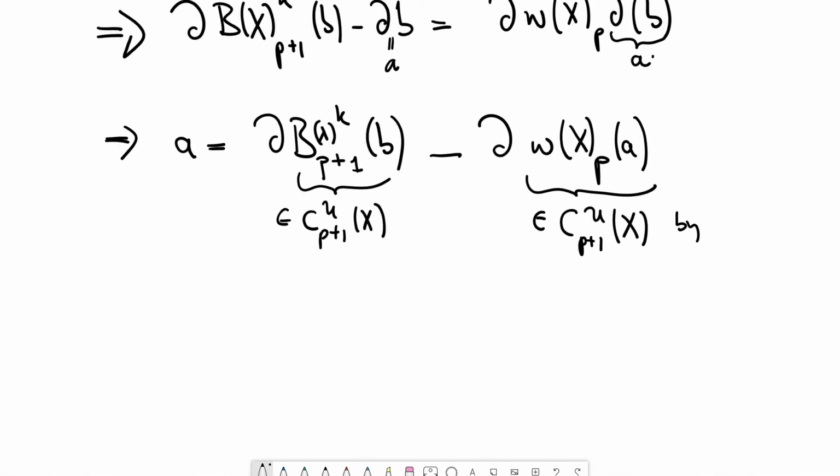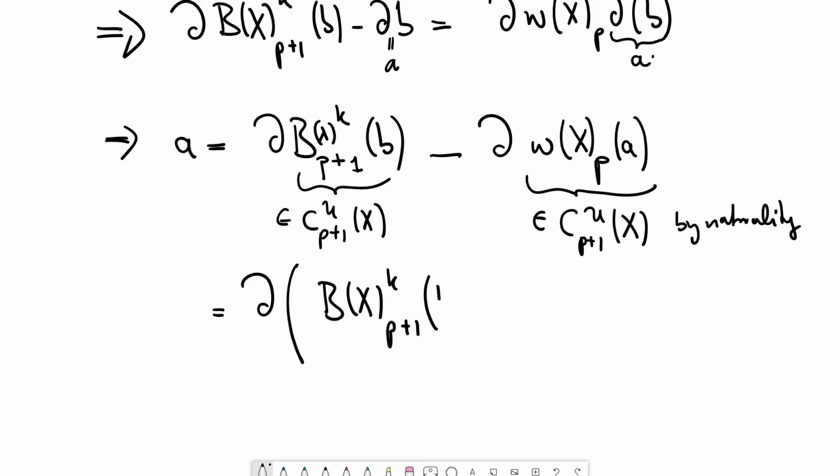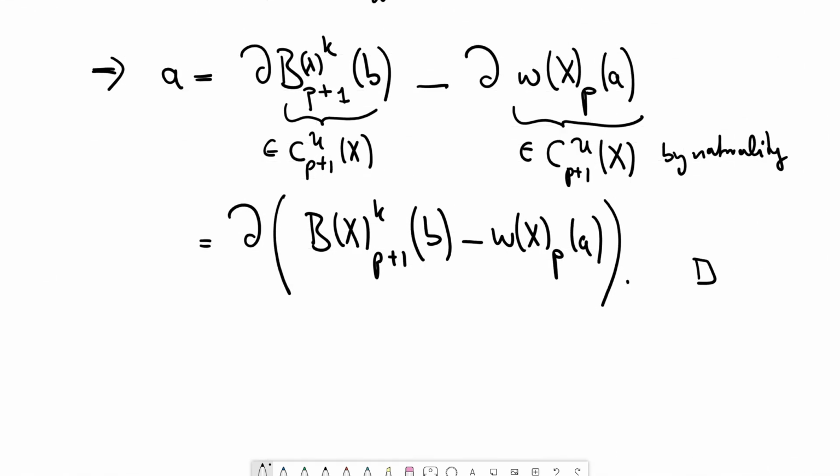So let me say by naturality, I will elaborate a little bit on that. This is a boundary of an element in C p plus 1 of U. Okay, so that's the proof. Let's elaborate on that part a little bit more to finish this. So why is that?